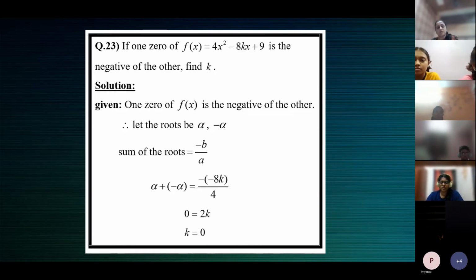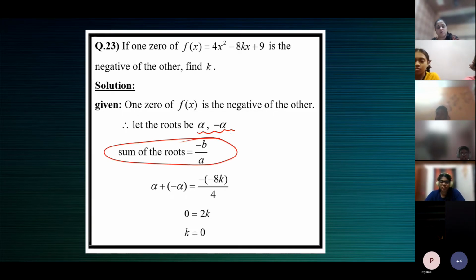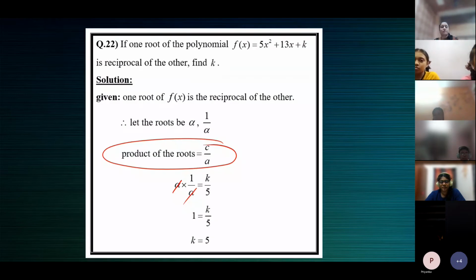So remember, when one zero is a negative of the other, then we say let the zeros be alpha and minus alpha, and we use the condition sum of the zeros is equal to minus b by a, because only when you add these two you will get 0. When one zero is a reciprocal of the other, alpha and 1 by alpha, we use the condition product of the zeros is c by a. Alpha into 1 by alpha is c by a.